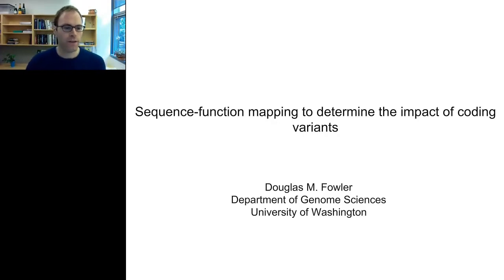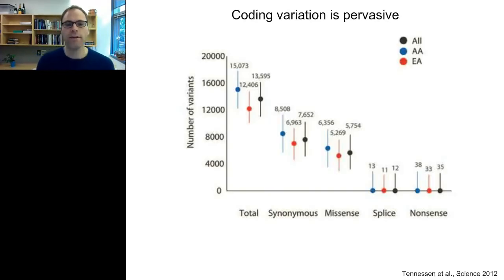So the first point that I want to make is that coding variation is pervasive in the human genome. This is a plot from a 2012 paper where 16,000 exons were sequenced, or 16,000 different genes were sequenced in about 2,500 individuals. And what you're seeing is the number of variants per individual on average in coding regions. And what you can see is that first of all, there are lots and lots of coding variants. So that's the first thing.